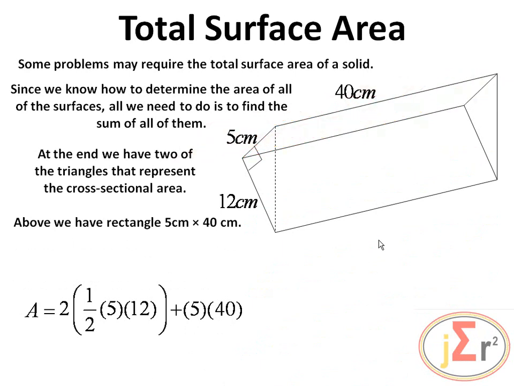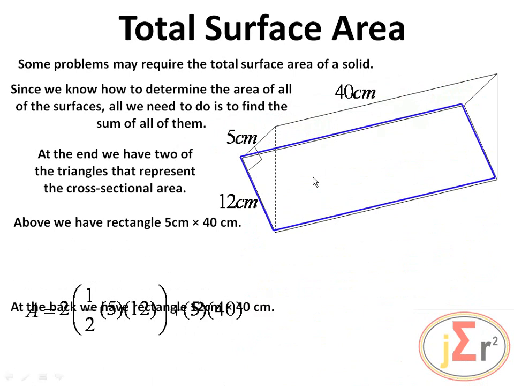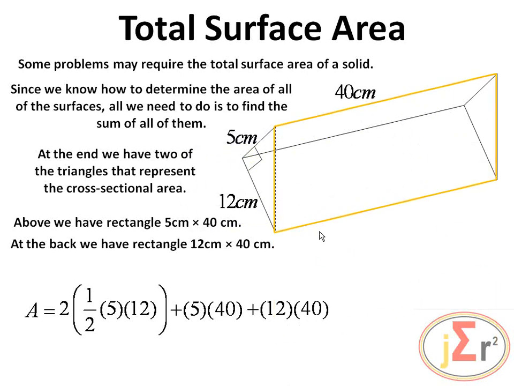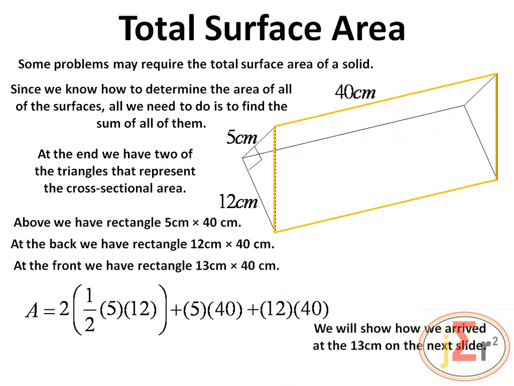And do we have another rectangle? Of course. We have one here at the back, 12 by 40. So we have 12 by 40 right there. So it goes right there also. And if we have any other, yes we do. Right. So at the front we have a rectangle 13 by 40. And what is that?